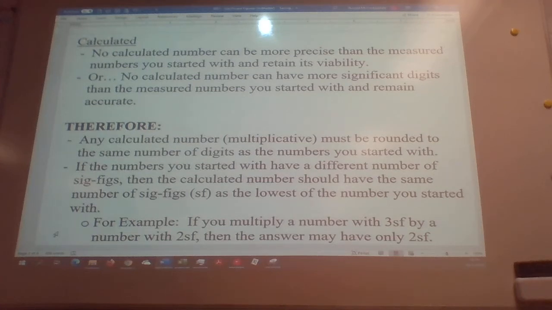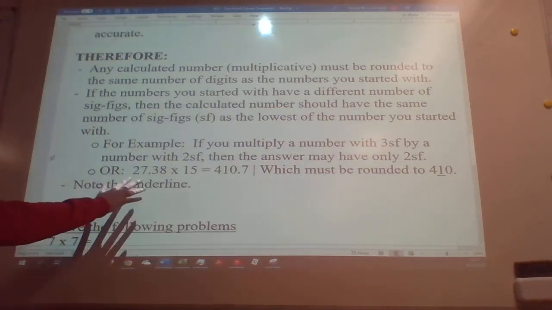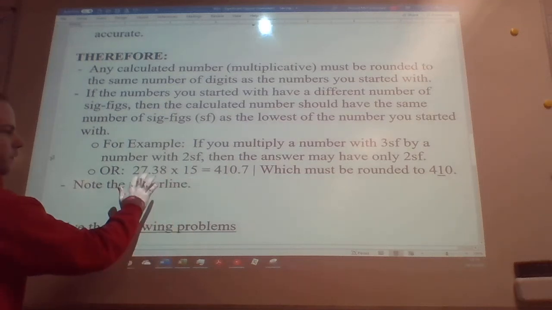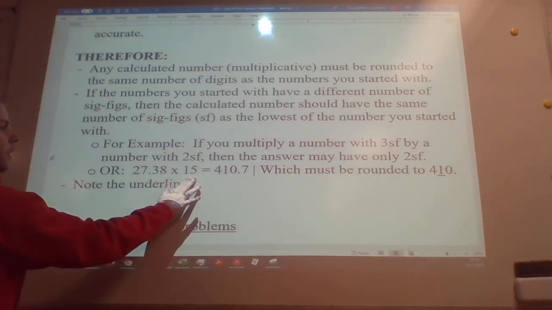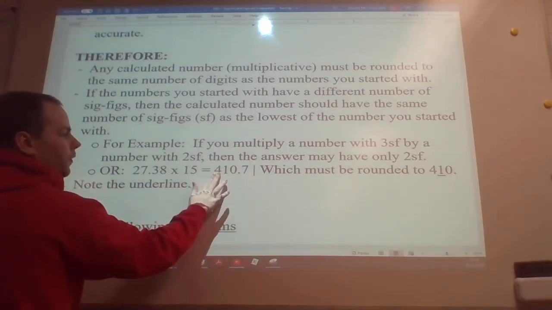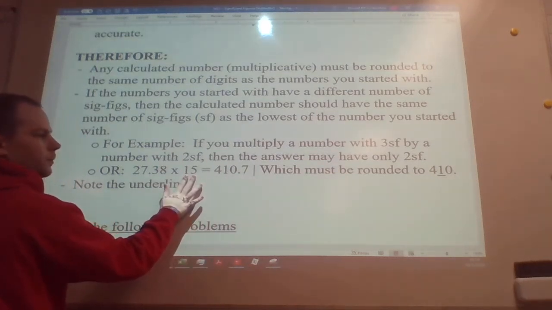So, for example, if you take a 3 sig fig number and multiply it by a 2 sig fig number, the answer can only have 2 sig figs. It can never go up. You cannot get a 3 sig fig answer from that calculation. So, for a quick little example, if we take 27.38 times 15, this is a 4 sig fig number, this is a 2 sig fig number. That gives us 410.7. This is a 4-digit number, but we can only have 2 sig figs.